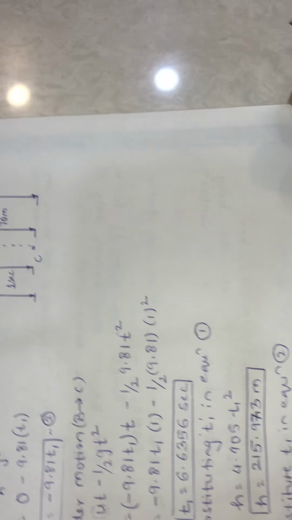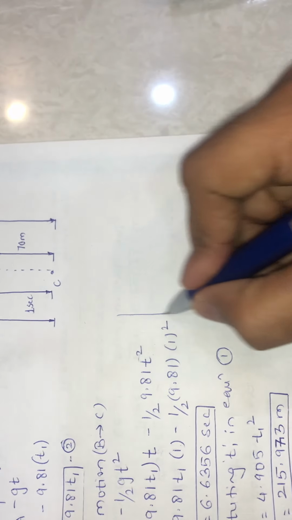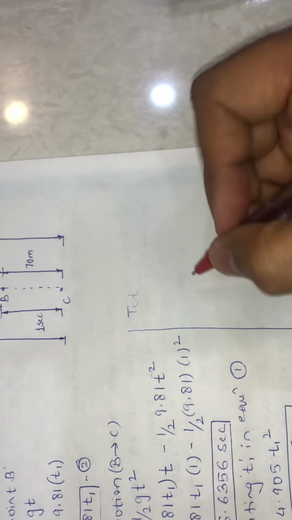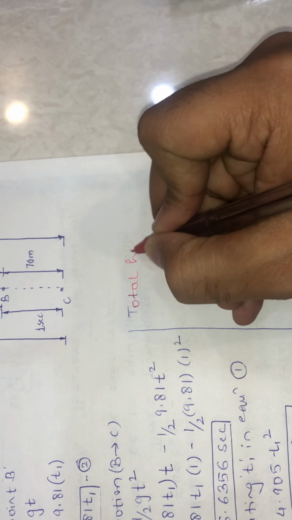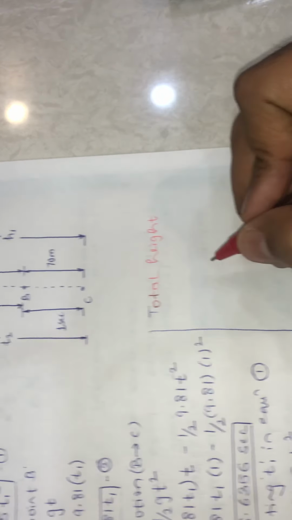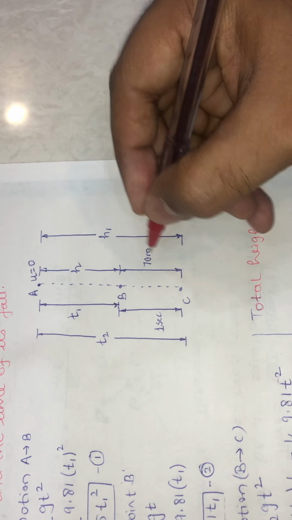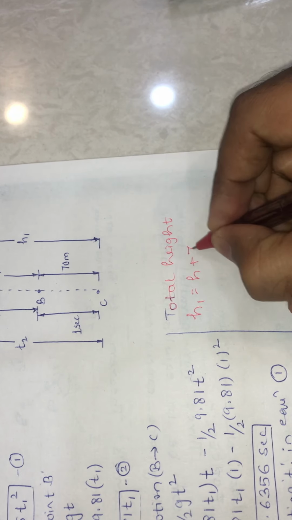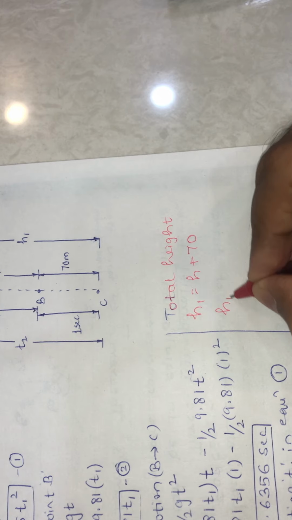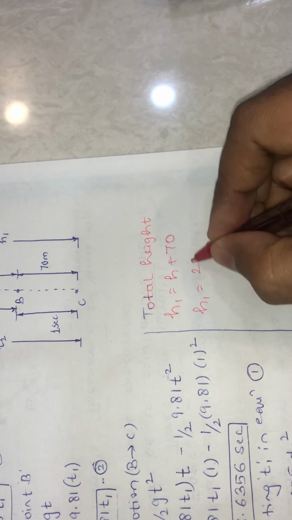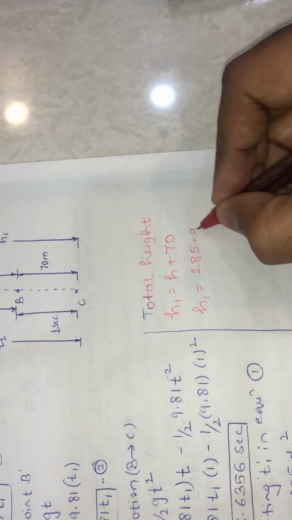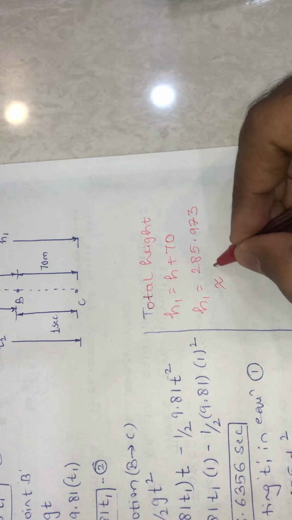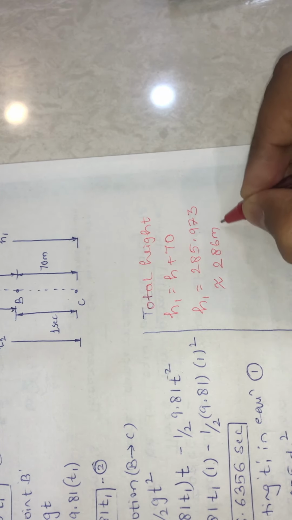After that, the total height that you cover is h plus 70, that is h1. So h1 equals h plus 70, which gives h1 equals 285.973, which is equivalent to 286 meter.